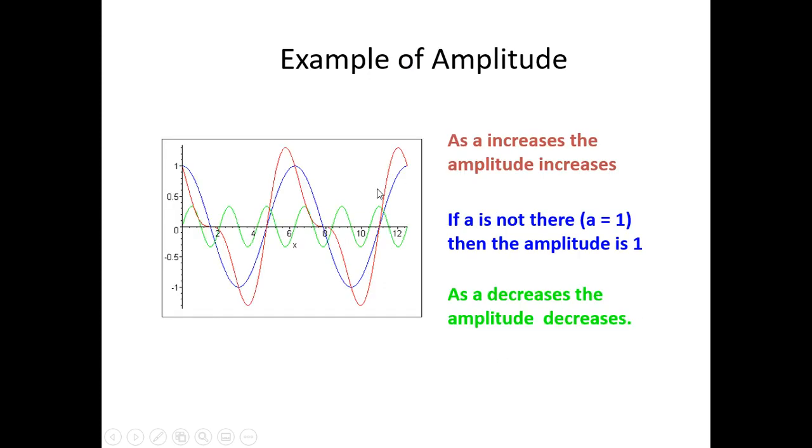All right. So here's just some examples of amplitude. In the blue line here, amplitude is equal to 1, so we would not have to write 1 times sine of x. It would just be sine of x. Now, as a increases, if you look at the red one here, this is some variation on a sine function. And as a increases, well, the height increases, the amplitude increases. Now here, the green one, as the amplitude decreases, the amplitude is much smaller.